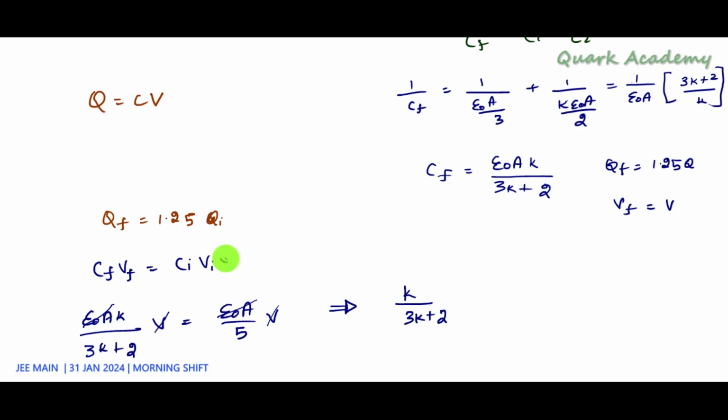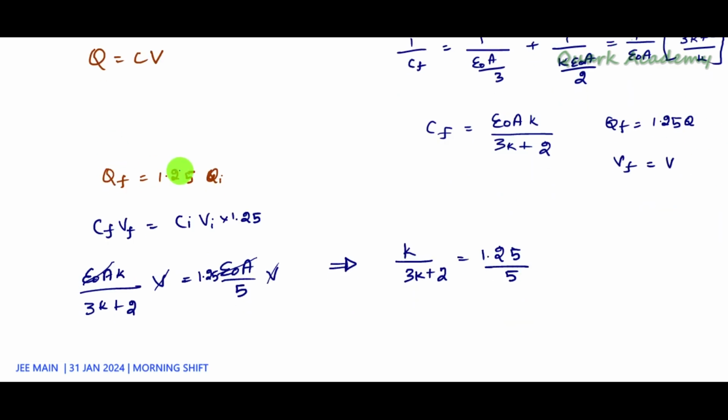This 1.25 I left out. It should be 1.25 times, by 5. Because the final charge is 1.25 times the initial charge. So this is the final charge, this is the initial charge, and I have to multiply by 1.25.